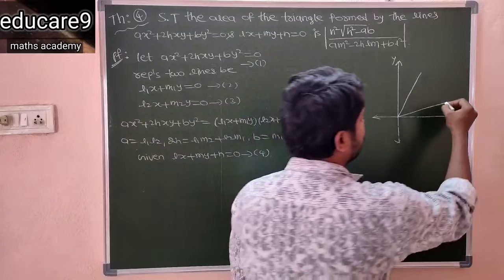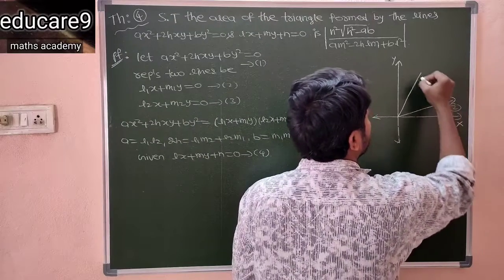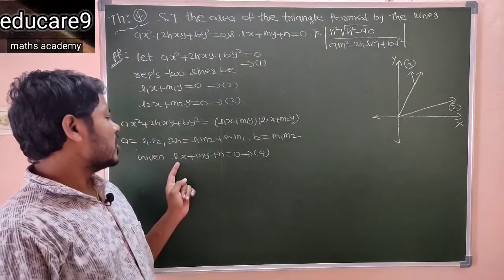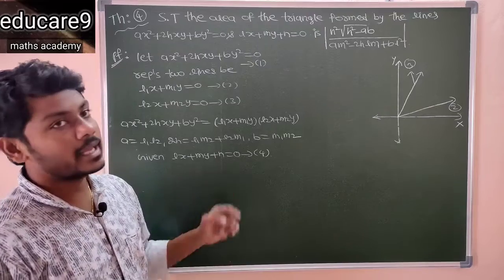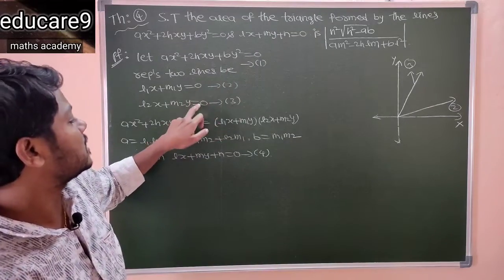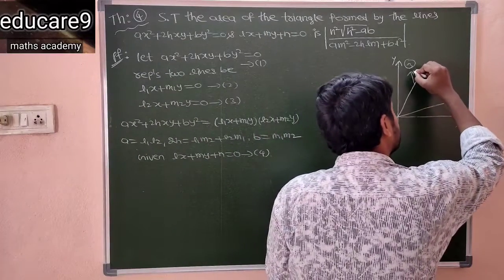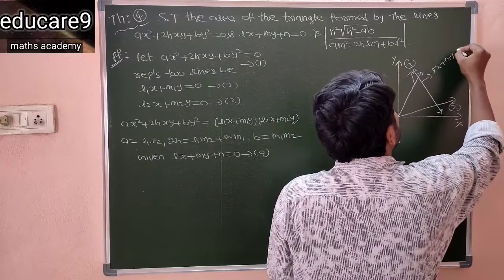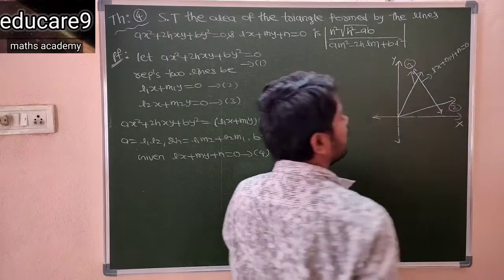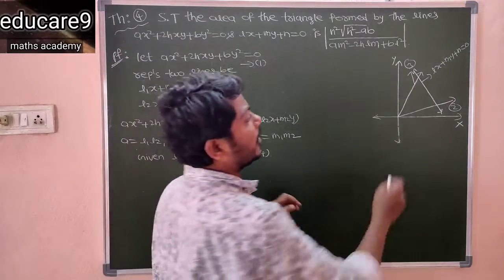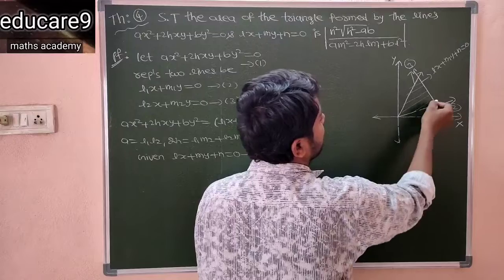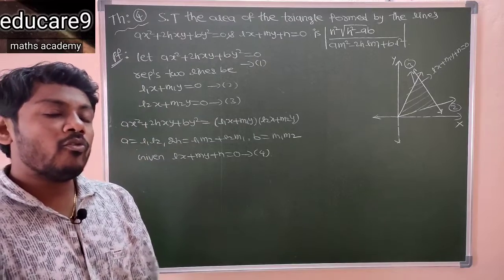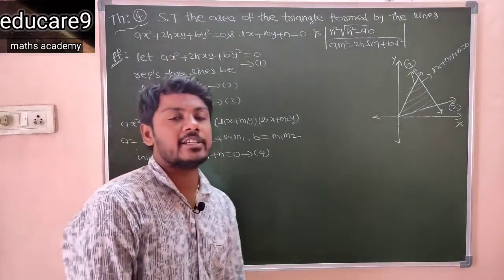So this is equation 2, and this is equation 3, and this is Lx plus My plus N equals 0. Okay. Area of the triangle formed by these three lines. So this is another line, this line is Lx plus My plus N equals 0. Now you need to find the area of this triangle. Clearly, you need to find first the points of intersection of the three lines.